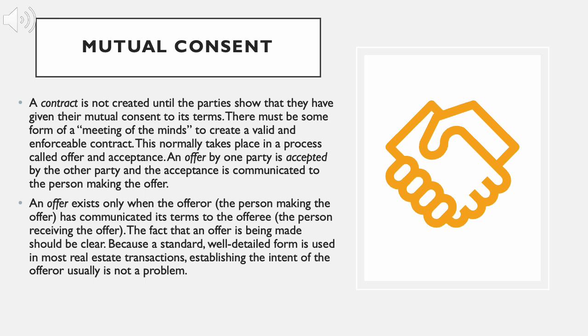An offer by one party is accepted by the other party, and the acceptance is communicated to the person making the offer. An offer exists only when the person making the offer has communicated its terms to the offeree, the person receiving the offer. The fact that an offer is being made should be clear. Because a standard, well-detailed form is used in most real estate transactions, establishing the intent of the offer usually is not a problem.